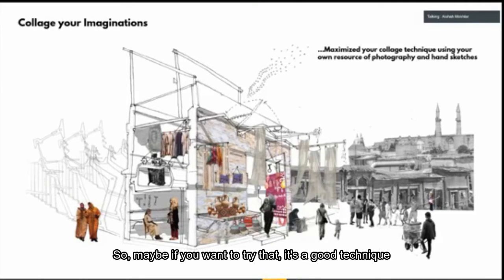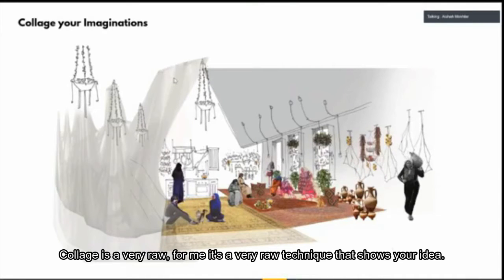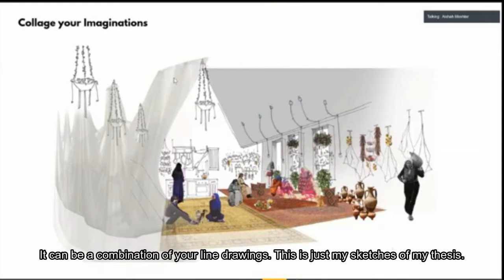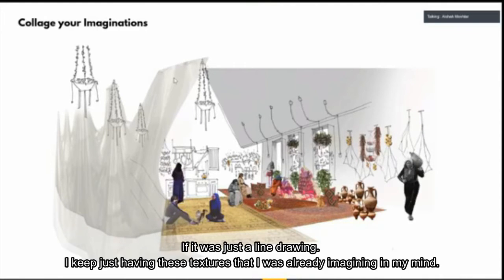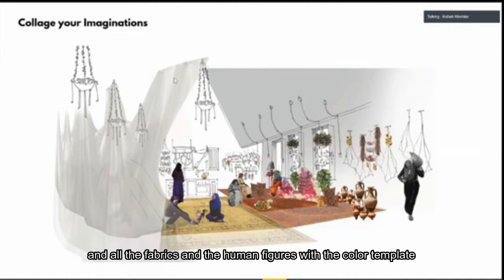So maybe if you want to try that, it's a good technique. Collage is, for me, a very raw technique that shows your ideas. It can be really quick. It can be a combination of your line drawings. This is just my sketches of my thesis. It was just a line drawing, and then I keep having these textures that I was already imagining in my mind, and all these fabrics, and just the human figure with the color template.